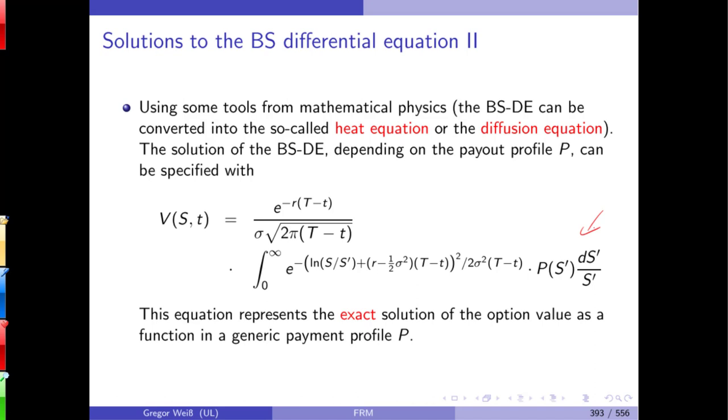differentiate between plain vanilla and exotic options. Plain vanilla options are those for which we can solve the Black-Scholes differential equation. That's why they are called plain vanilla, because we get an analytical solution on this slide here. If we do not get an analytical solution, if there is no Black-Scholes price, then it's an exotic option. Why? Because we don't have a Black-Scholes pricing formula. That is one thing you need to know.